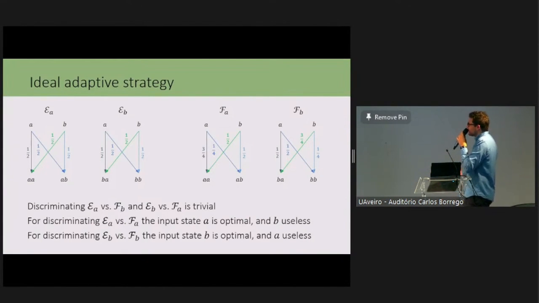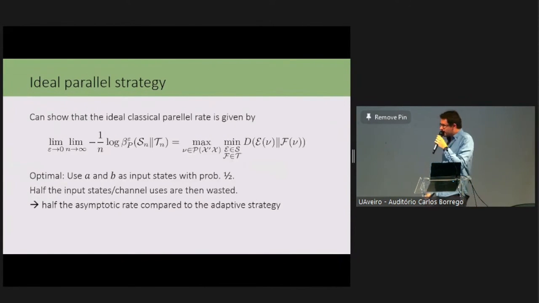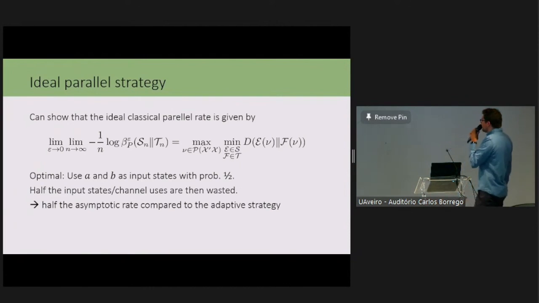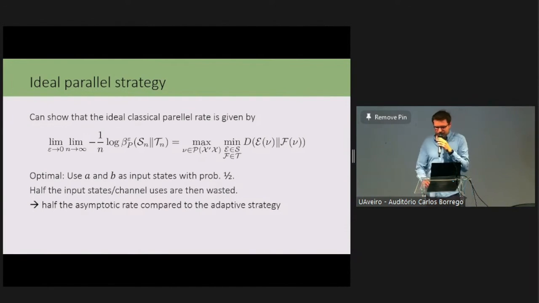So the best thing you can do is to just pick A and B alternately. If you have N channels, then half of the inputs you pick are A, half are B. And then whatever channel you actually end up getting, half the time you made the wrong choice. So half of your channel uses are useless, and you're going to get half the asymptotic weight per channel use. That's exactly how we show that classically the best parallel rate is half the adaptive rate in this example, so there's a gap of factor two between adaptive and parallel strategies.